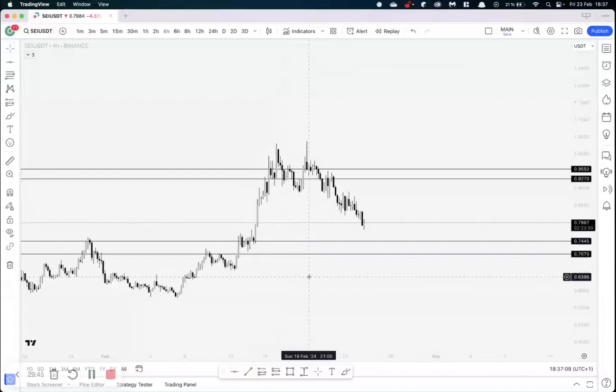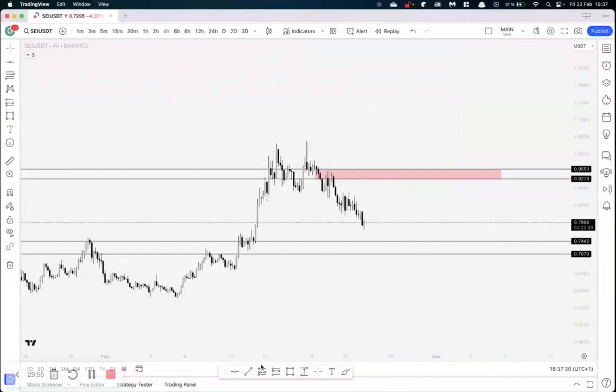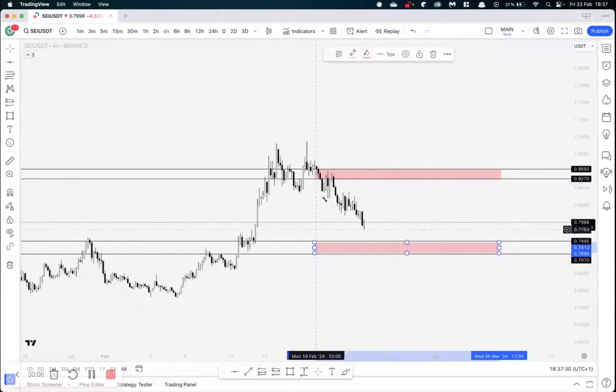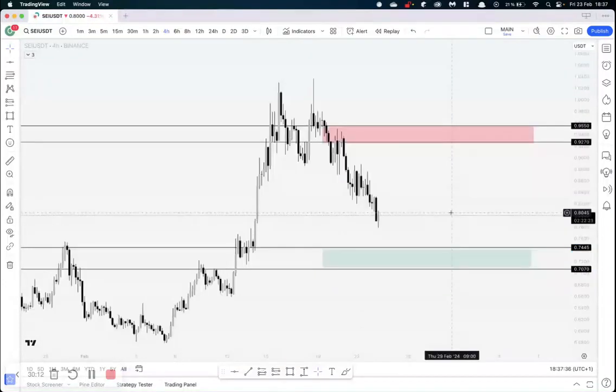Okay, so now we have two areas, sorry, not two levels. We have 4 levels. We are currently below this level, so this would obviously be a place you want to short off of. And down here is the level you want to long off of. So now I have two zones here based off purely the TPO where we'd like to long or short off of.